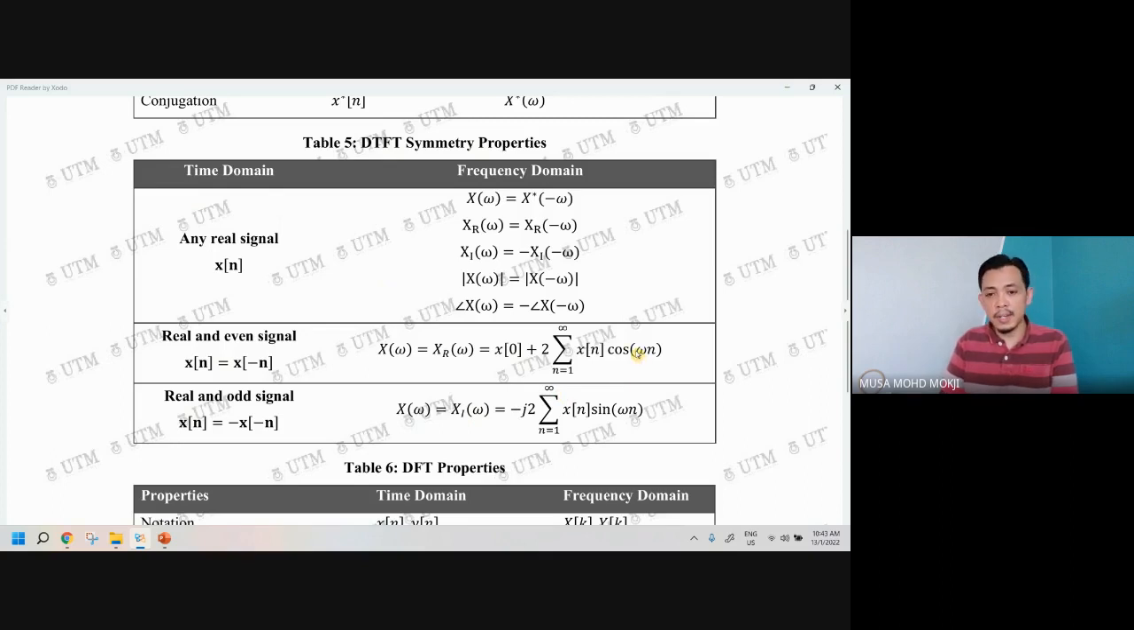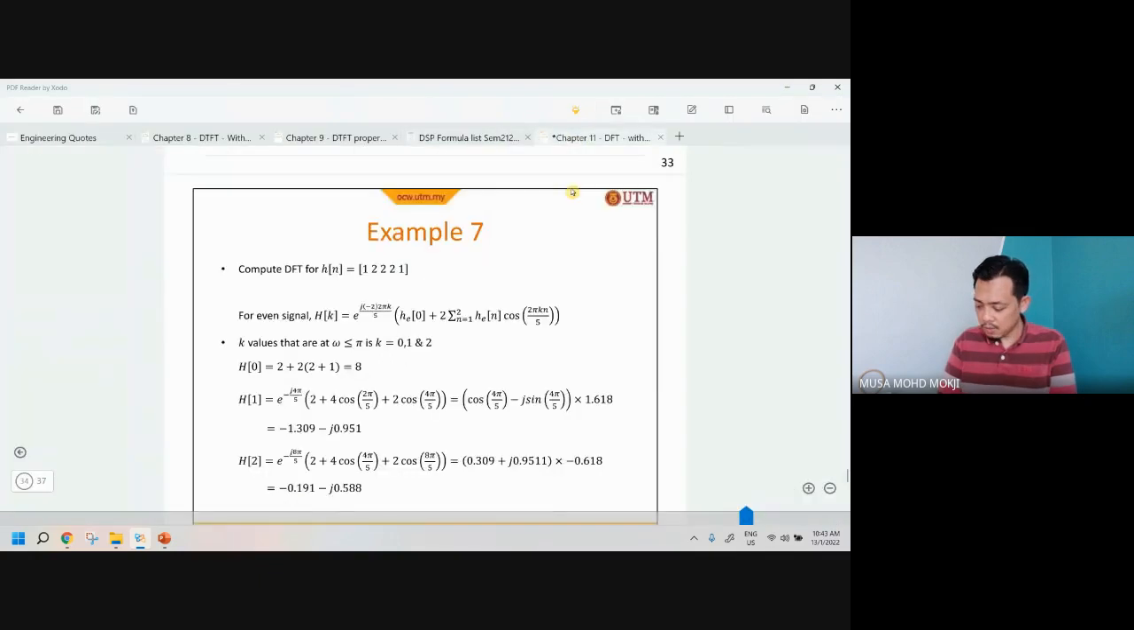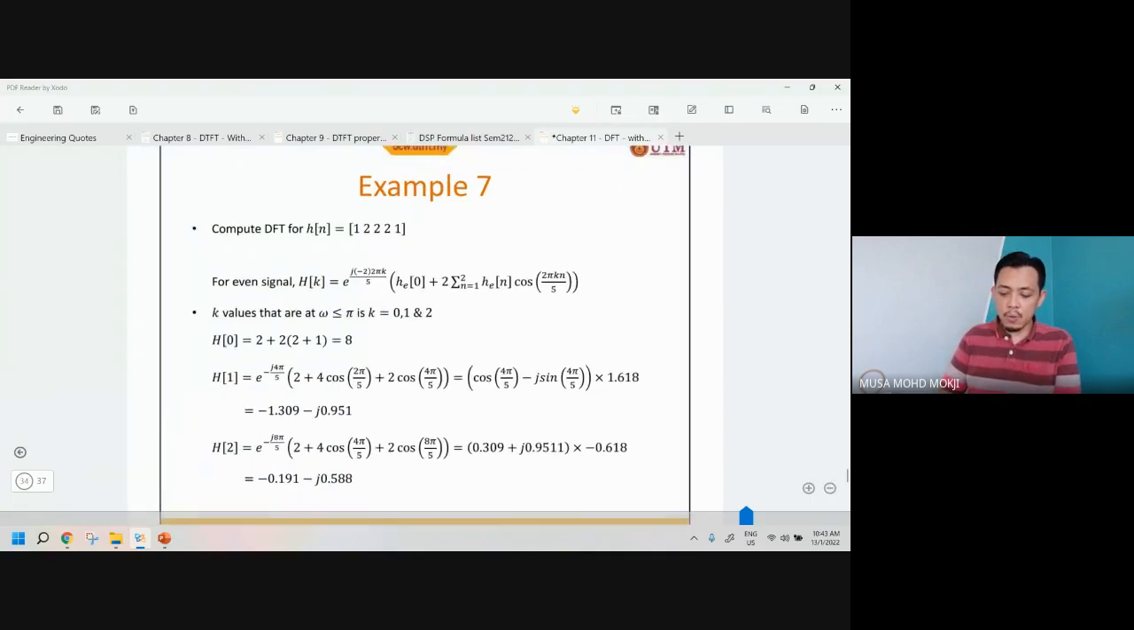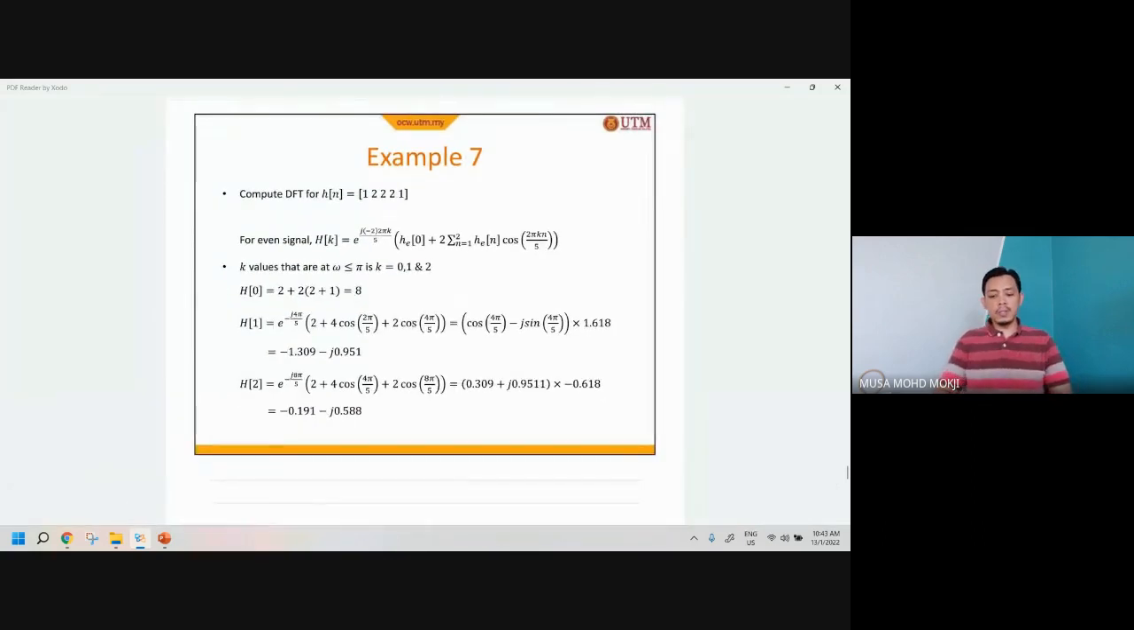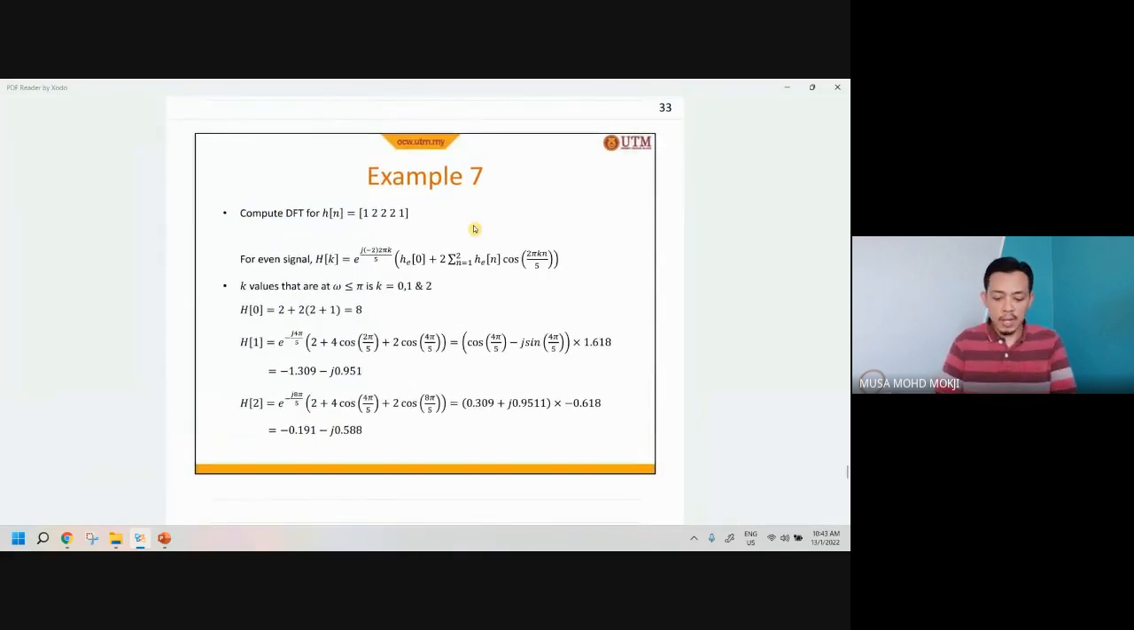Because what is omega? Omega is just 2 pi k over capital N. Okay, just change that. Let's start. Hopefully we have time to finish this example. Why is this important? Because if we know our impulse response or our signal is symmetry, we can solve it faster and easier because we can use a simplified formula.